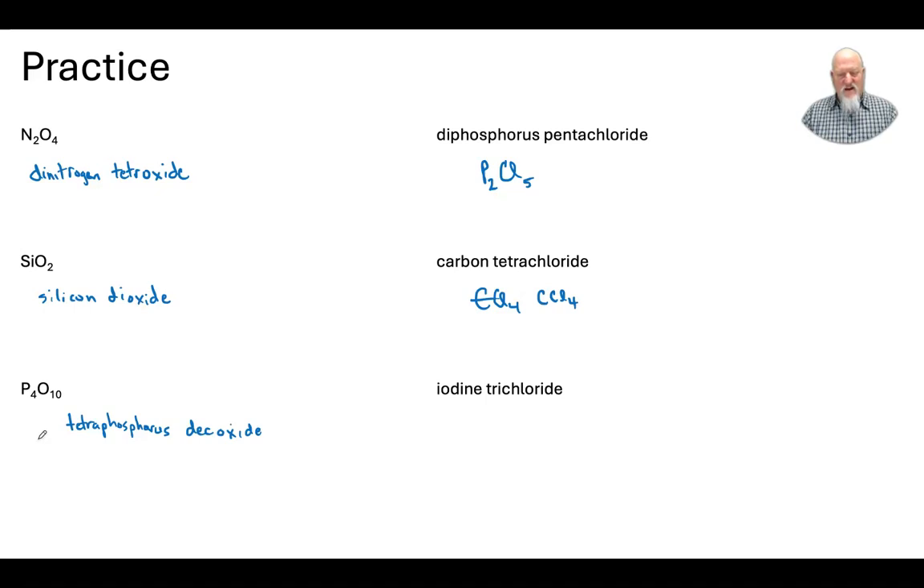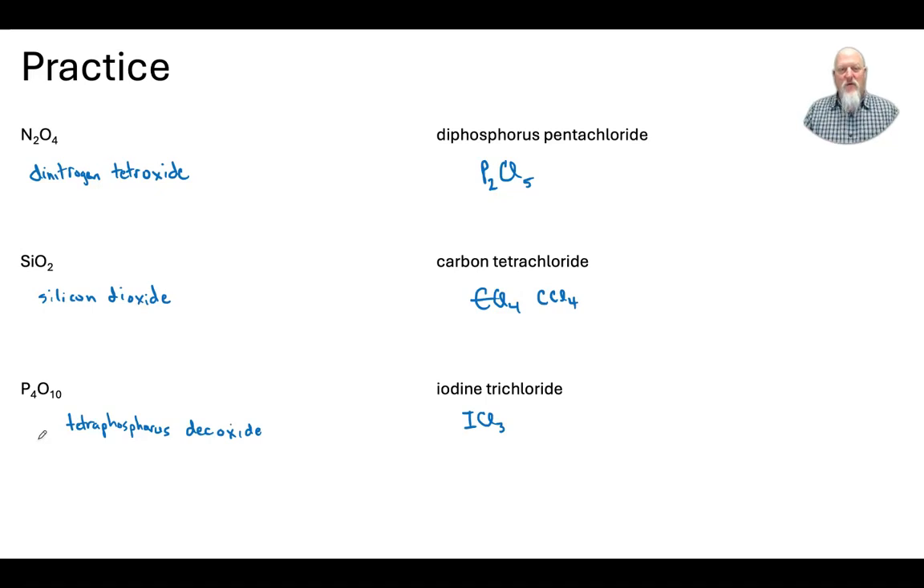Last one, iodine trichloride. There's no prefix in front of the iodine, so we're just going to do I, because we know it's just mono. Trichloride, Cl. Tri means 3. ICl3. Okay? So that's all there is to naming binary molecular compounds.